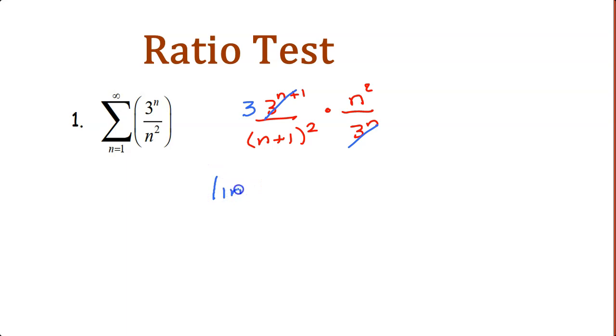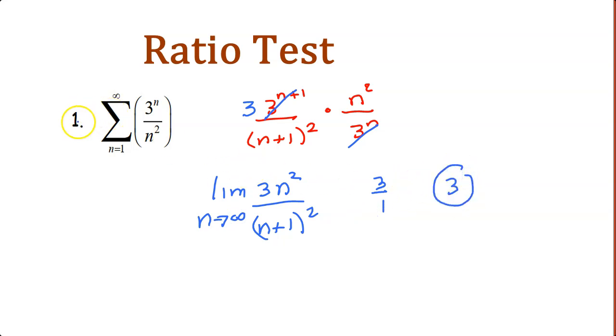So what we're doing is we're looking at a limit of 3n squared, which is a quadratic, over n plus 1 squared, which is a quadratic. Both of these are quadratics, therefore we can look at the ratio of leading coefficients, which is 3 over 1, so the ratio is 3, and then by the rule, this series diverges because that has a limit that's more than 1.